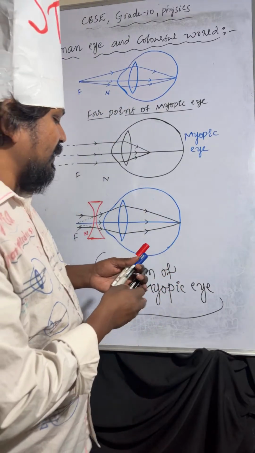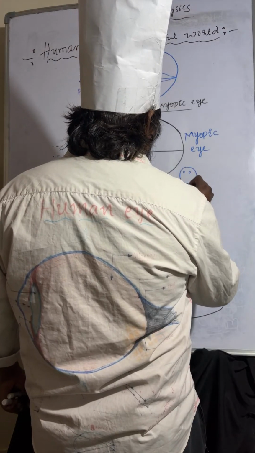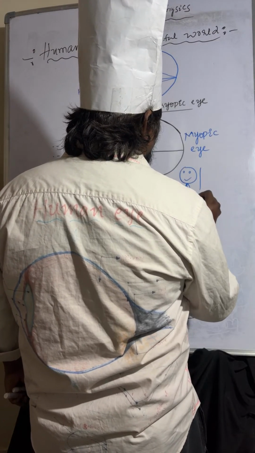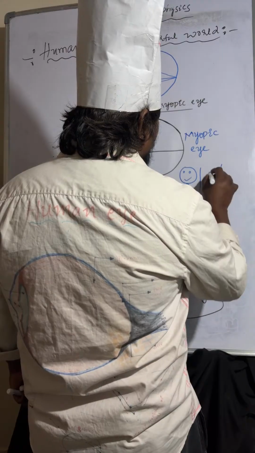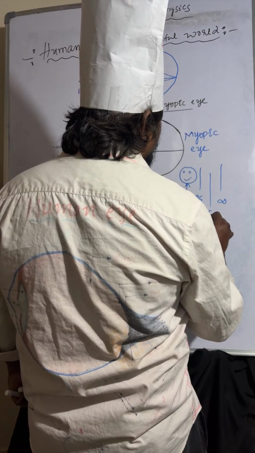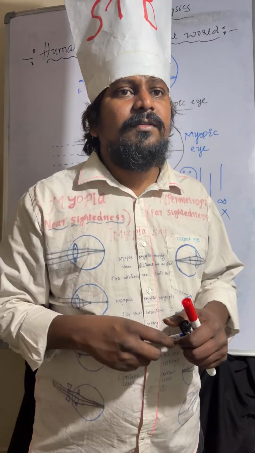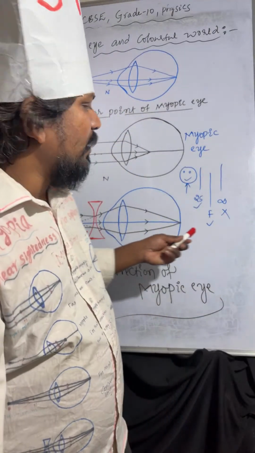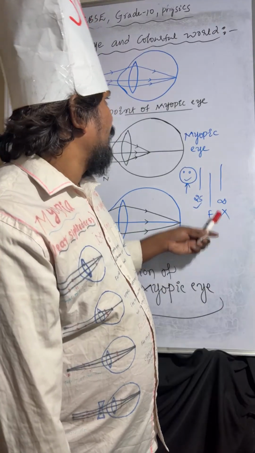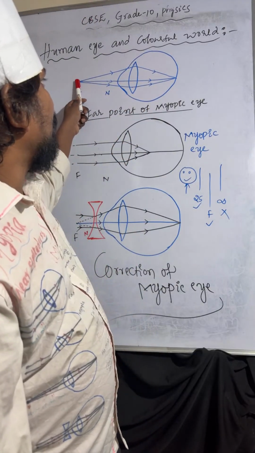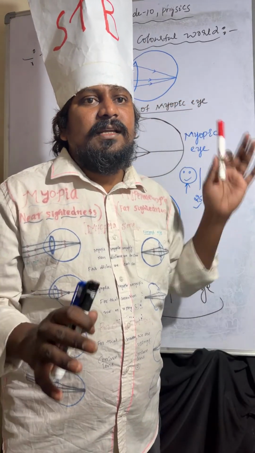If you observe this diagram, as I mentioned earlier, it is very easy to identify. The person can see 25 centimeters, that is nearby objects, but he can't see the infinity point. He can see the far point. In this diagram, light rays are coming from the far point and those light rays will meet at the retina.